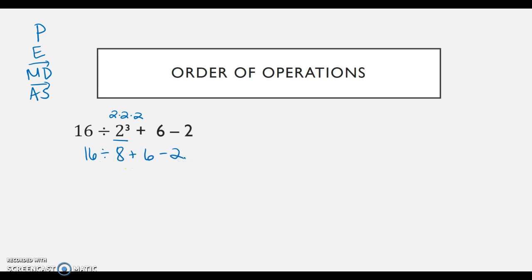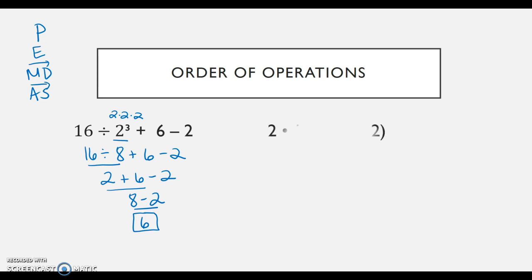So we've got division, addition, subtraction. So division is going to come first. 16 divided by 8 gives me 2 plus 6 minus 2. So here we're going to go left to right since we just have addition and subtraction. And so addition comes first. We've got 8, and then we bring down what we haven't used. So this subtraction ends us with an answer of 6.